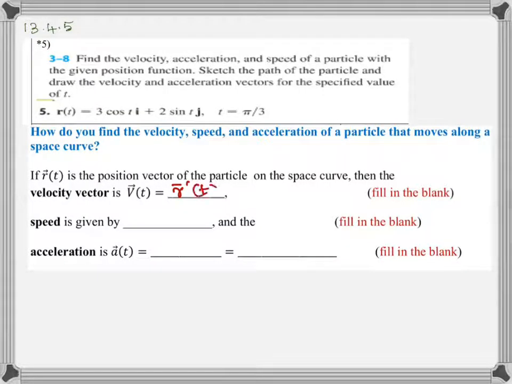So how do we find the velocity, speed, and acceleration of a particle that moves along a space curve? If r of t is the position vector of the particle on the space curve, then the velocity vector v of t is the first derivative of r of t. Acceleration is the derivative of velocity, that is the second derivative of the position function, r double prime of t. The speed is the absolute value of the velocity vector.